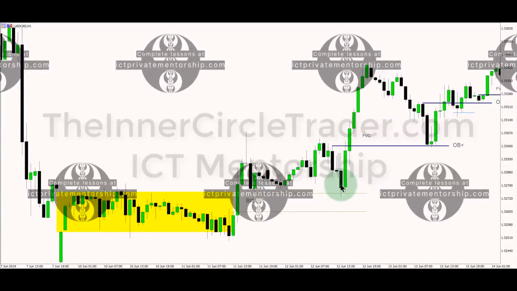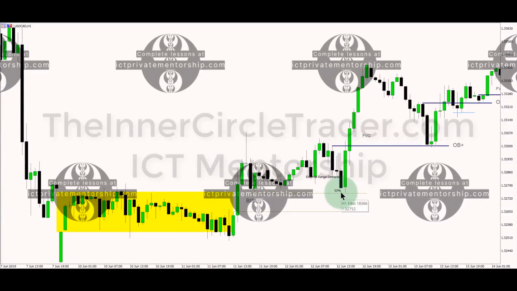So there's that wick. So if we can think about where this wick's midpoint, or the consequent encroachment of that gap, because it's created a gap from where it's closed and where its low is. If I put it back on, and that's the wonderful thing about MetaTrader, it'll snap right to your open, high, low, close. There's your midpoint right here.